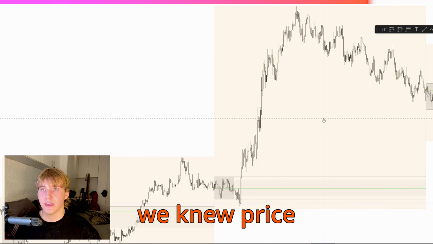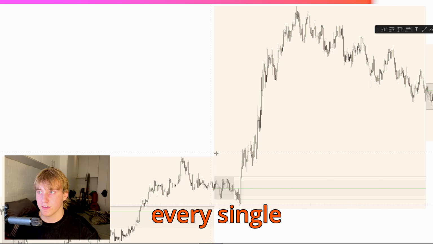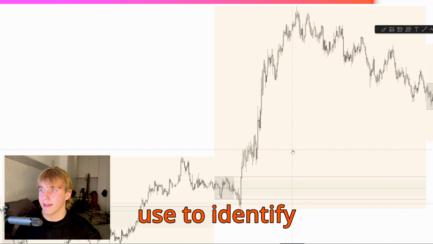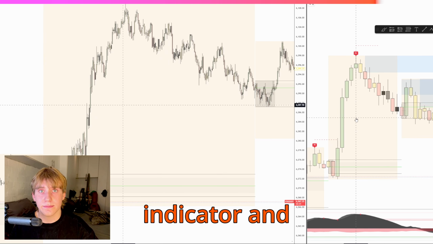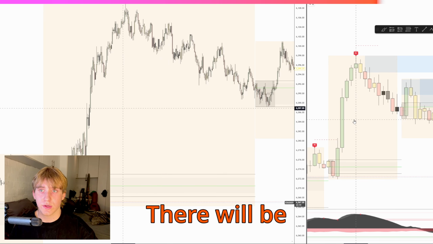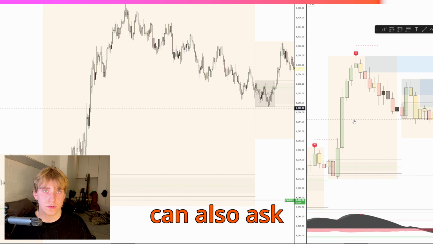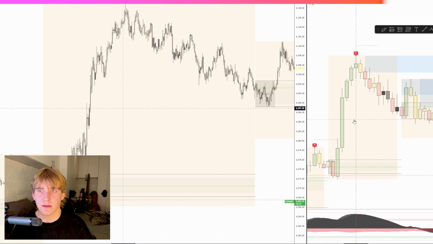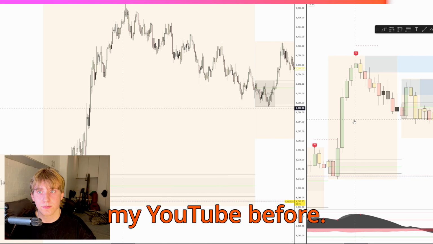So if we knew price at these points after creating candle closures above every single profile and we're not selling, what are some things that we can use to identify the price wants to sell? A thing that we can use is something called the Markov indicator, and it's an indicator that we sell on our Discord. There will be a lot more information about what this tool does and how it works in the Discord itself. You can also ask questions about it. But the simple way is that it's like a pivot indicator that is specifically calculated through candle closures or candle science. And those are things that I have explained on my YouTube before.